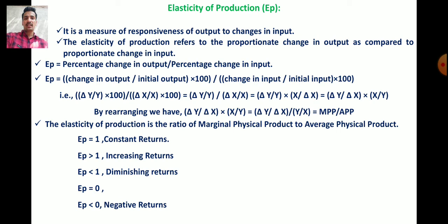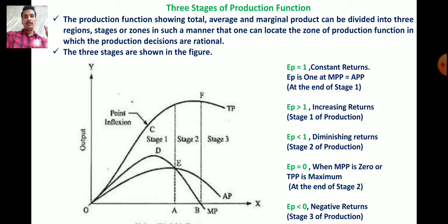Such elasticity of production, whether EP is greater than 1, equal to 1, less than 1 or equal to 0, will be shown in the three stages of the production function. Now, the most important topic of production economics is the three stages of production function.